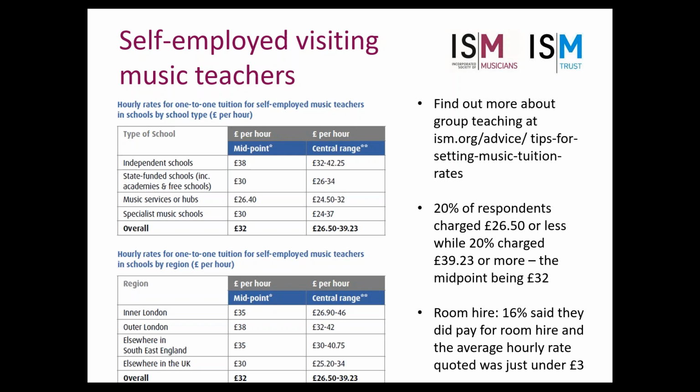42.3% of self-employed part-time music teachers in schools have had an increase in their rate since September 2017, and almost 40%, which is 39.7%, expect the rate to increase over the next 12 months. The size of the increase ranges from 12 pence through to £10, with an average increase of £1.64. The median increase was £1.